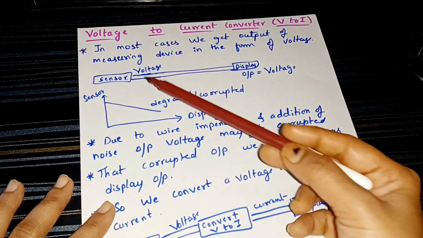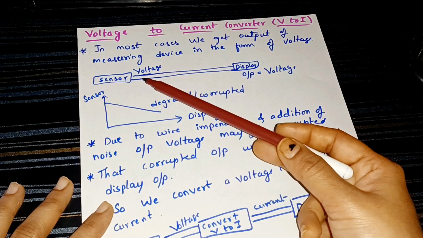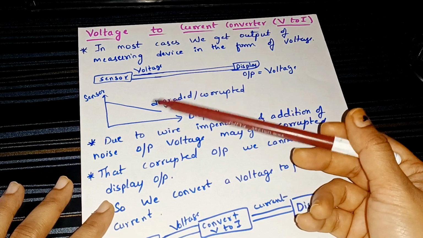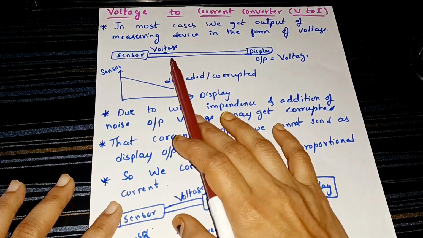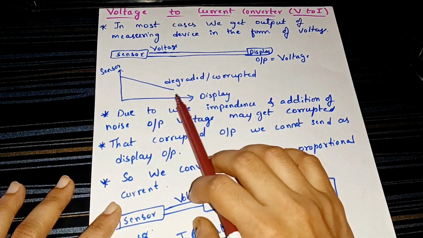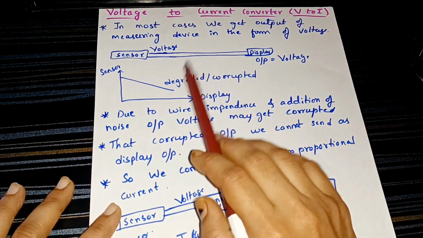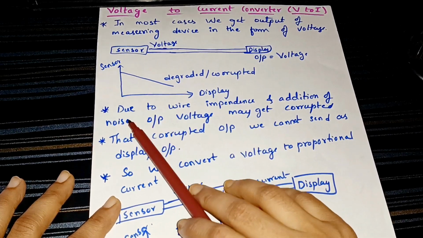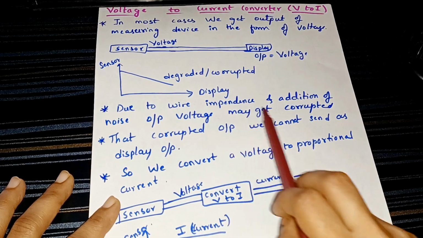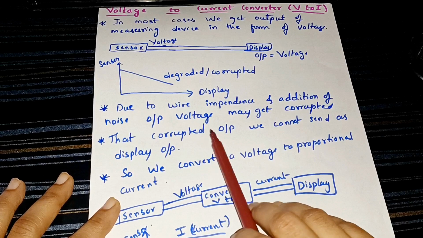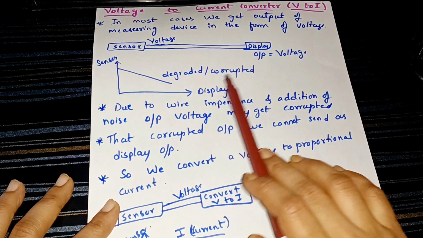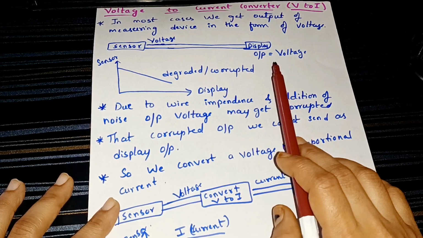For example, we have a sensor. This sensor will give the voltage as an output in the display. But what happens? This voltage will get degraded or corrupted across the cable. Here we have written: due to wire impedance and addition of noise, output voltage may get corrupted. That corrupted output we cannot send as a display output because it will not give an accurate value.